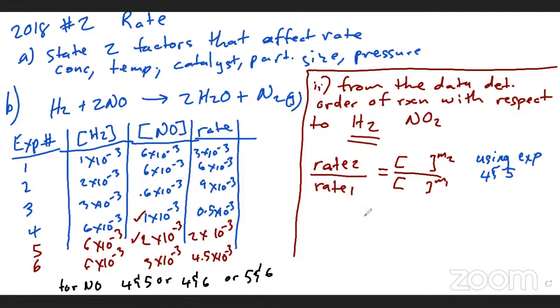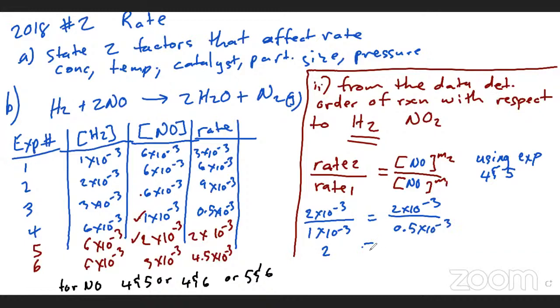So 2/1, so rate is 2 × 10⁻³ divided by 1 × 10⁻³, that is equal to 2 × 10⁻³ divided by 0.5 × 10⁻³. So this is going to be equal to 2. This will give you 4. All right. So the order is equal to 4/2, which is equal to 2.